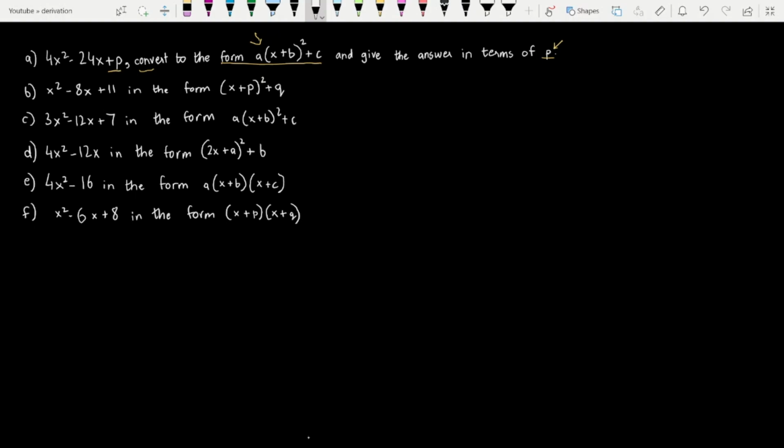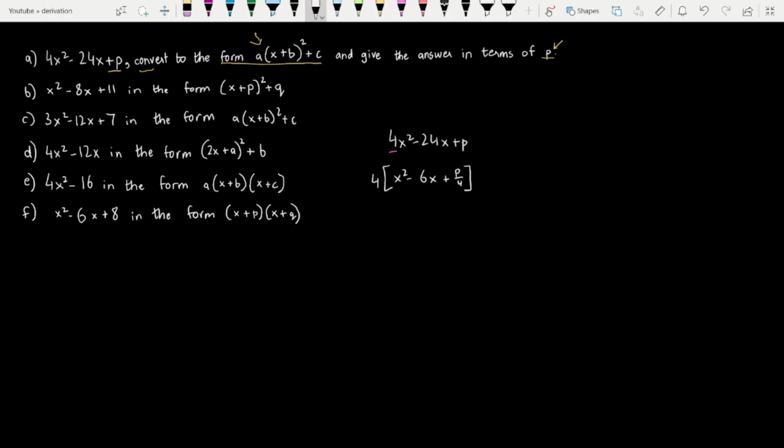So what you've got over here is 4x squared minus 24x plus p. This is in its standard form, and we're trying to convert this into its vertex form. We can clearly see that this x squared has a coefficient, so we're going to get rid of that coefficient first. We're going to take it common, so if we take 4 out as common, we're left with x squared minus 6x, and then we cannot take 4 common out of p, so we're just going to leave it like this.